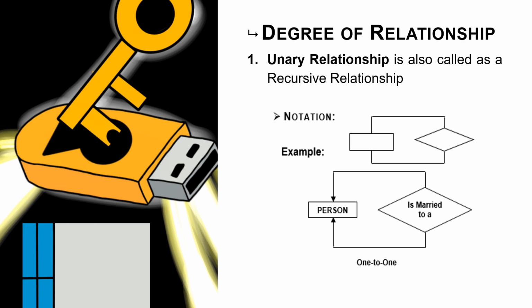So we have the degree of relationships. Number one, we have the unary relationship. This is also called the recursive relationship. So in this example, we have a person who is married to one person only. So that's an example of the unary relationship.